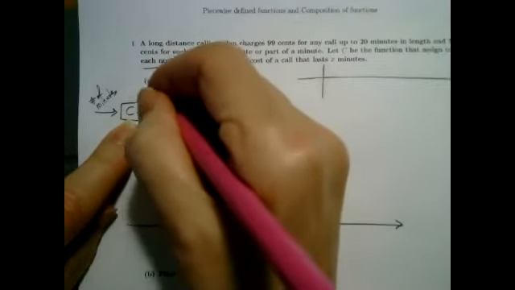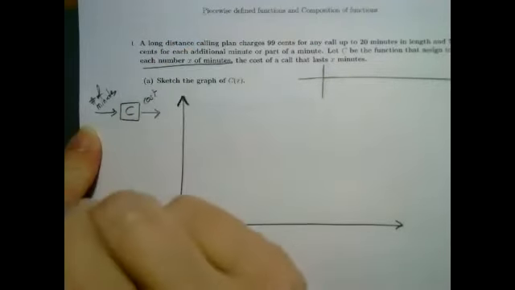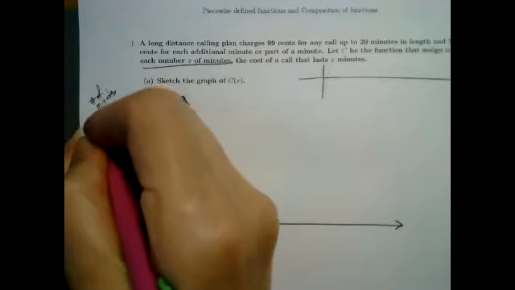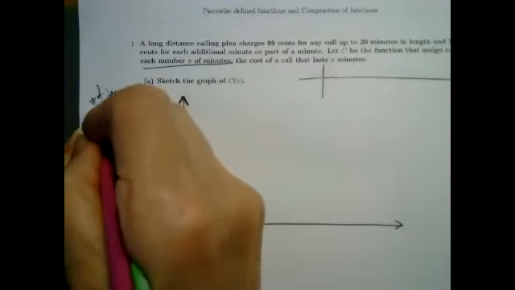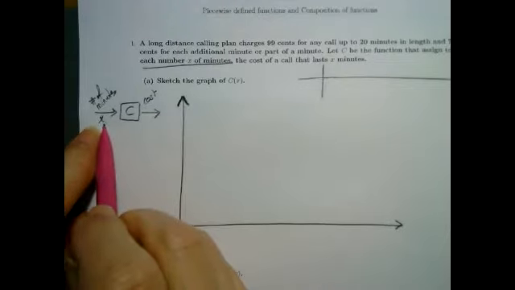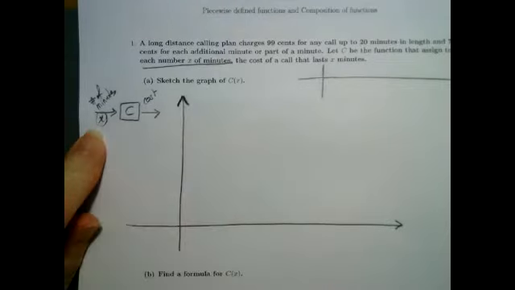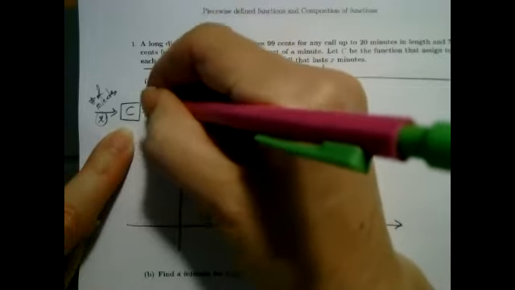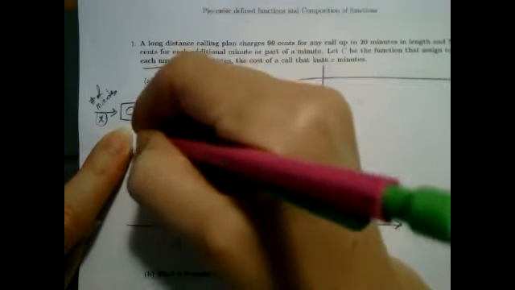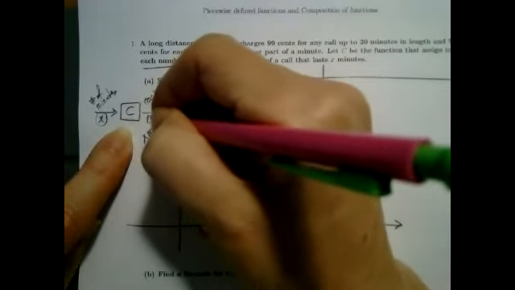The cost per minute. Not per minute. Per 20 minutes. No. Every extra 7 minutes. No. The function, if you give it the number of minutes, if you call it x, the number of minutes, it should give you the cost to call for x minutes. That's how the function works.